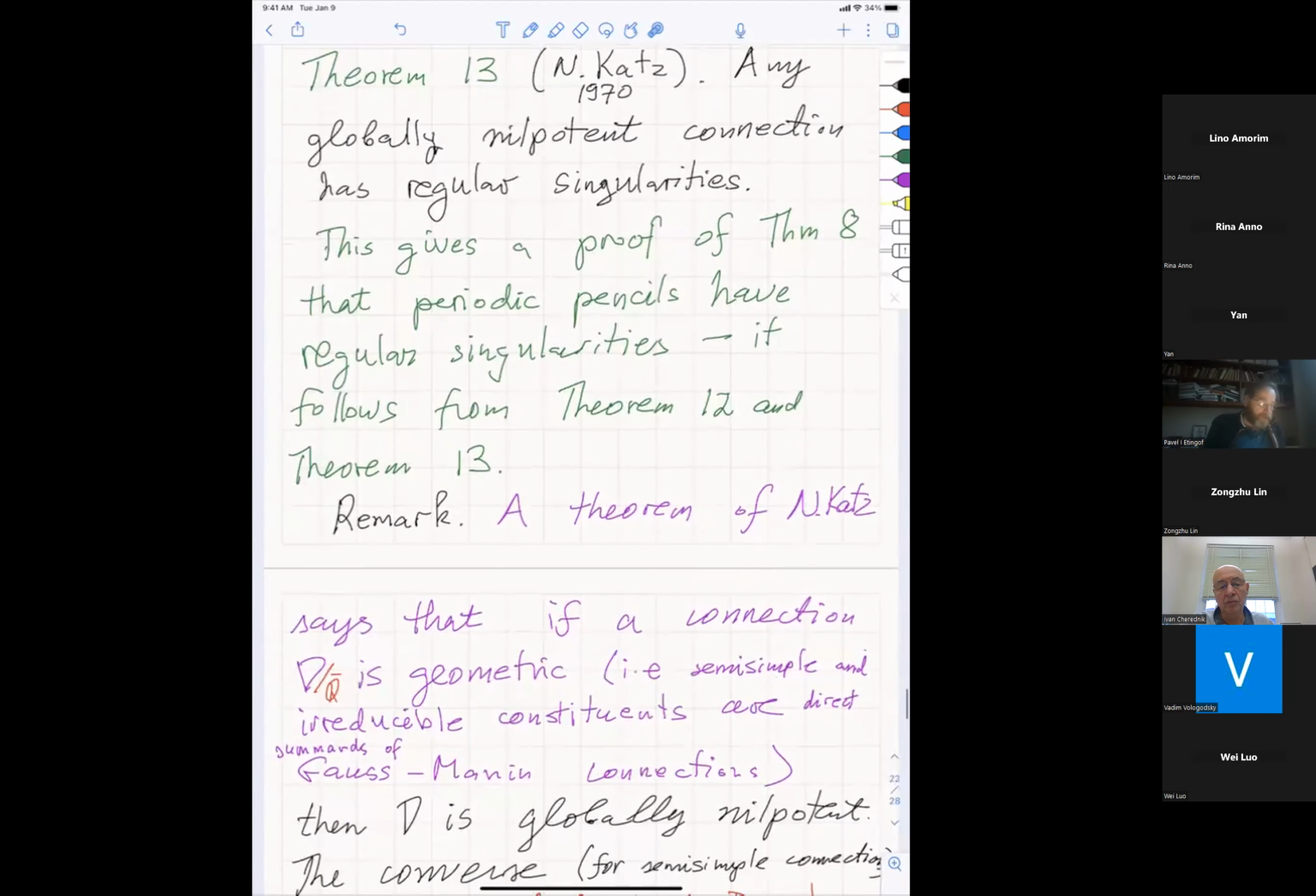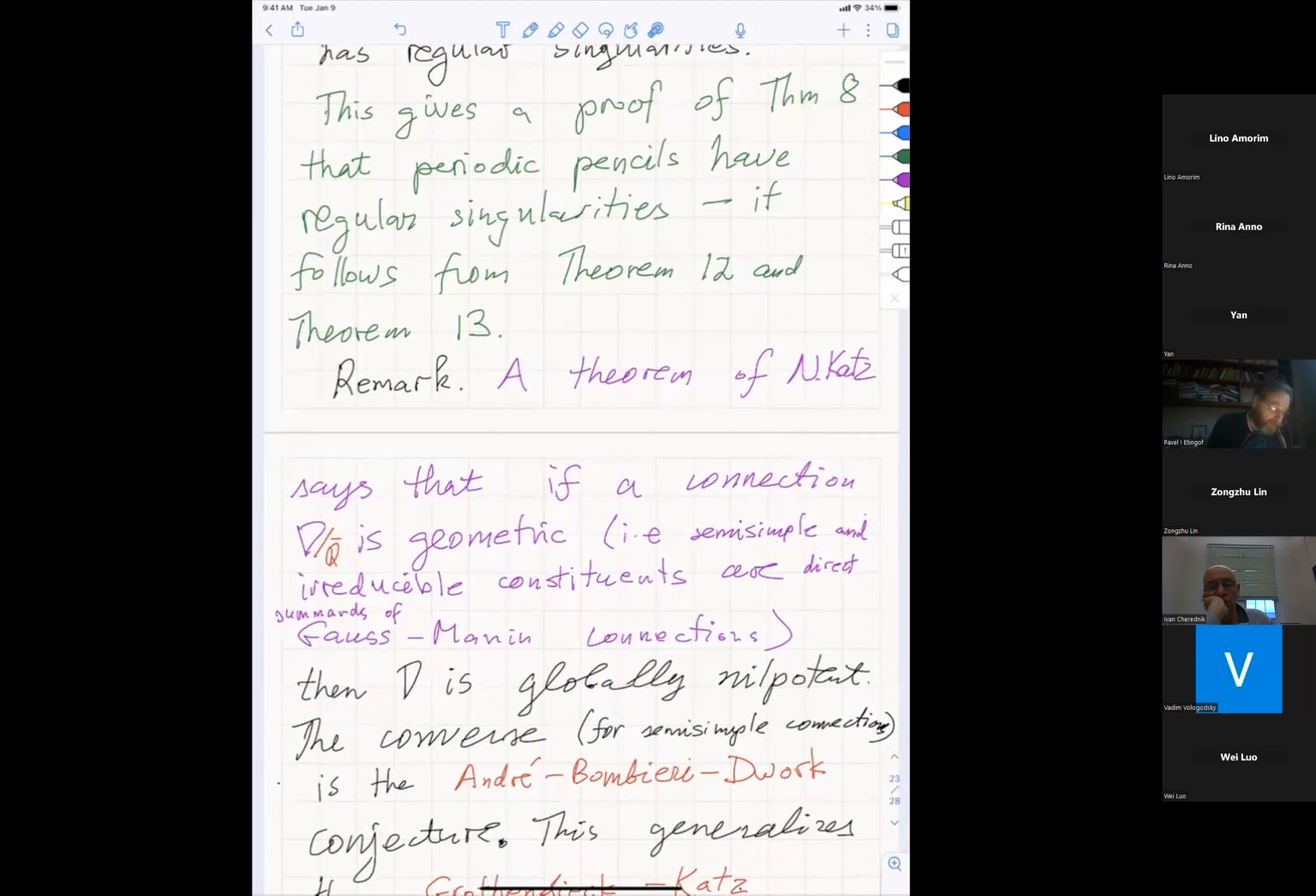So now I want to talk about geometric connections. There is a theorem of Katz that says that if a connection nabla is geometric, which means semi-simple and irreducible constituents are direct summands of Gauss-Manin connections for some families of projective varieties, then this connection is globally nilpotent. And the converse for semi-simple connections is a conjecture. It's a wide open conjecture, which is called the André-Bombieri-Dwork conjecture.